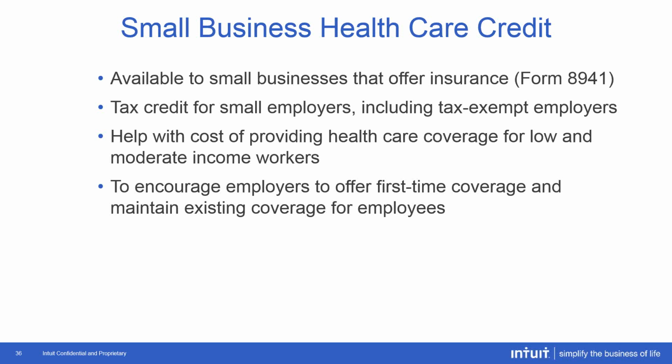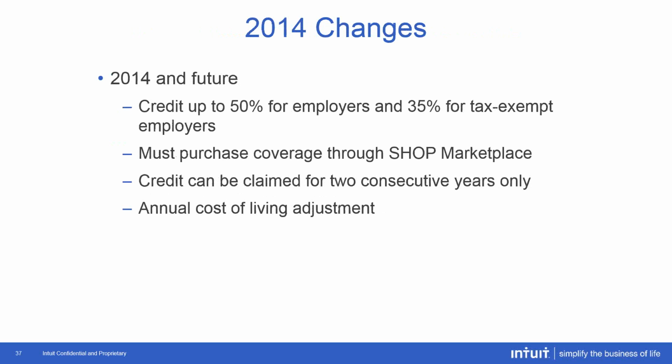The tax credit for small employers, including tax-exempt employers. The purpose is to help with the cost of providing health coverage for low and moderate income workers. The credit's been on the books since 2010 when the Affordable Care Act took effect. For 2010 through 2013, the credit was up to 35% for employers, 25% for tax exempts. And for 2014 and future years, the credit is up to 50% for employers and 35% for tax exempt. You must purchase the coverage through the SHOP or the small business marketplace in order to claim the credit. And it can also be claimed only for 2 consecutive years beginning in 2014.